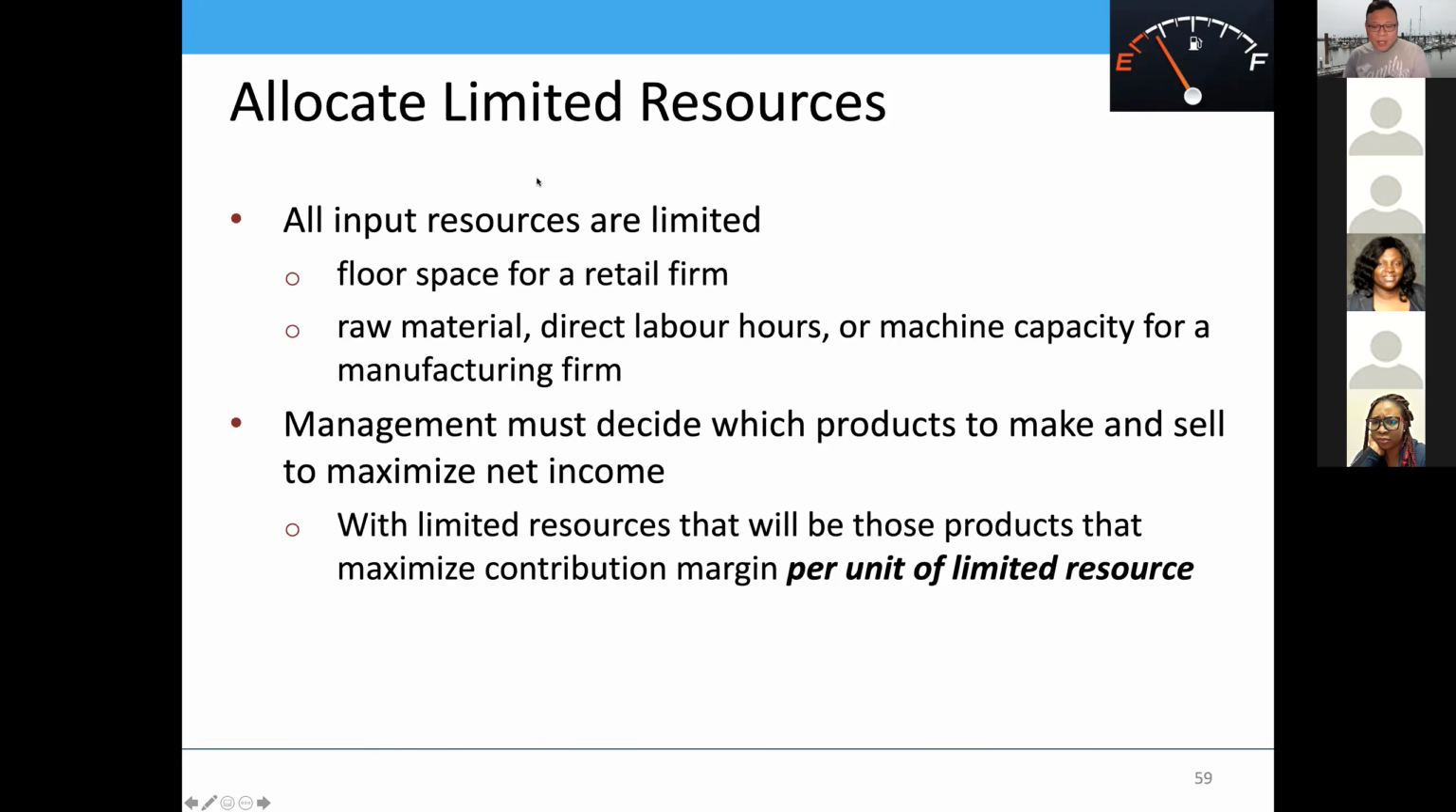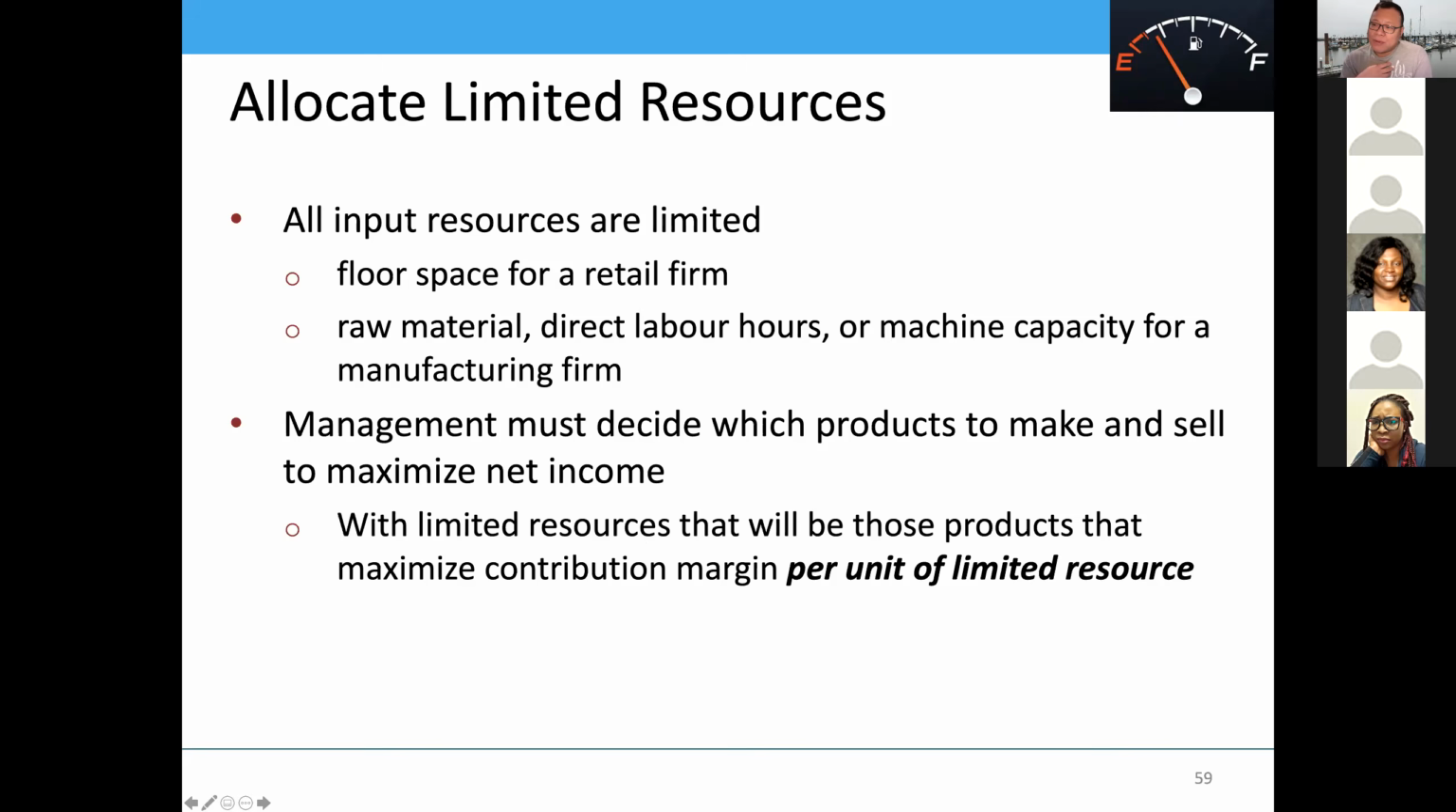So here we are trying to identify what the limitation is, and then figure out how that limited resource transfers into money. It's too bad, but in business we talk about money all the time. Then you want to talk about, for every unit of my resources, how much money I can generate, and go with the option that maximizes that revenue generation.